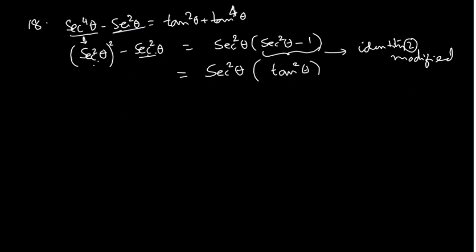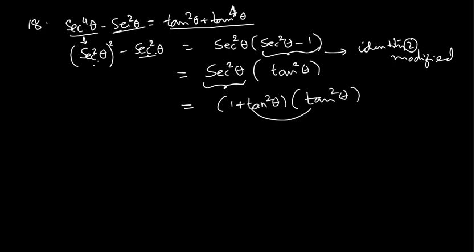So we are at secant square theta multiplied by tan square theta. But then here we only have the entire thing in tan square. So we write this again using the same identity as 1 plus tan square theta. That's the same formula, modified, right? 1 plus tan square theta multiplied by tan square theta. So open up the bracket and multiply like that.